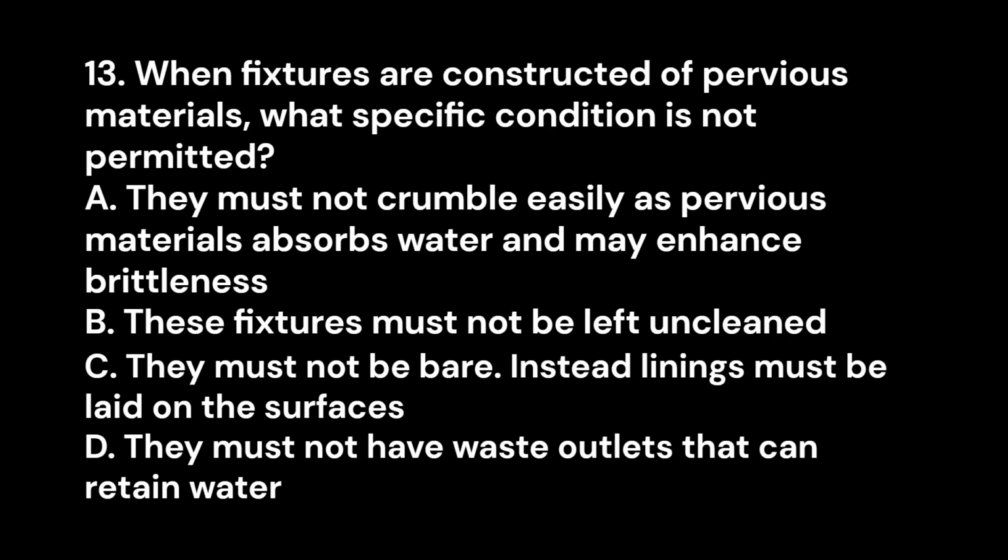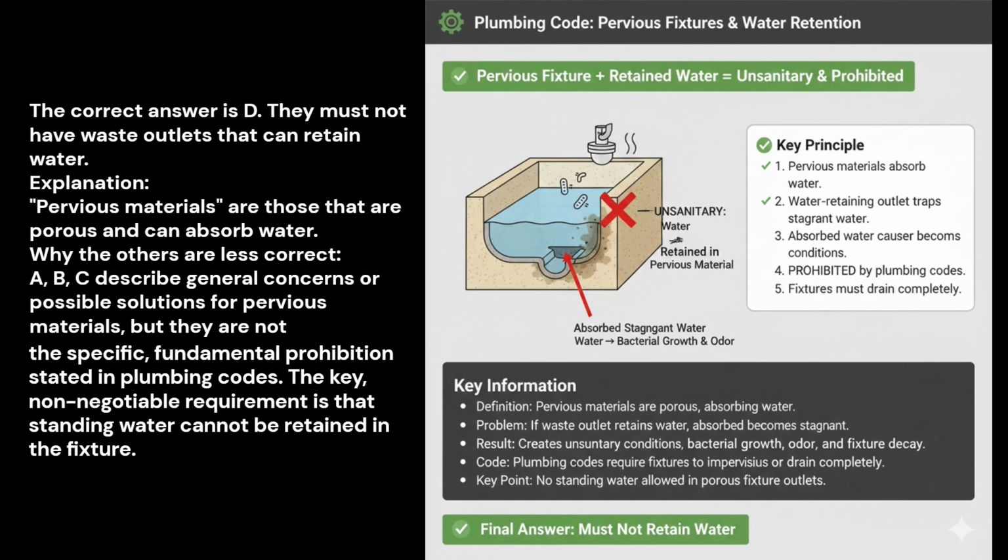Number 13. When fixtures are constructed of pervious materials, what specific condition is not permitted? A. They must not crumble easily, as pervious materials absorb water and may enhance brittleness. B. These fixtures must not be left uncleaned. C. They must not be bare. Instead, linings must be laid on the surfaces. D. They must not have waste outlets that can retain water. The correct answer is D. They must not have waste outlets that can retain water.